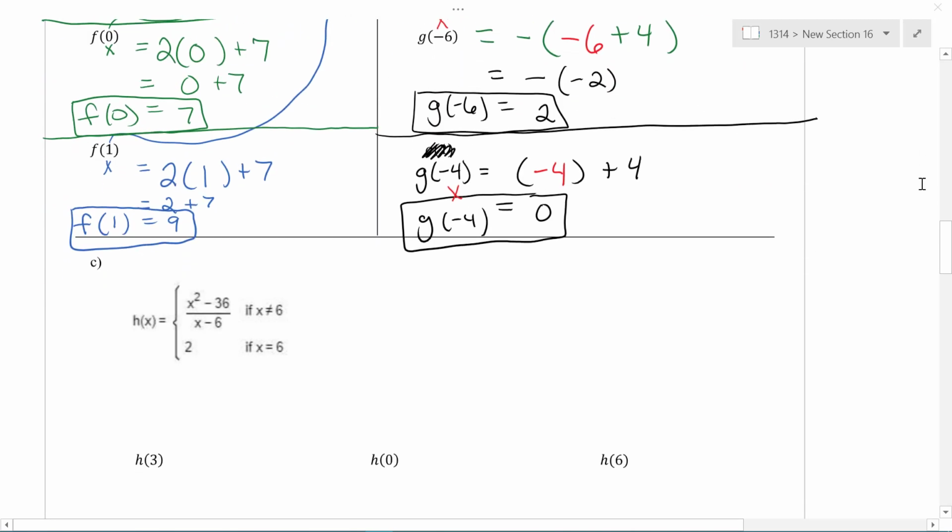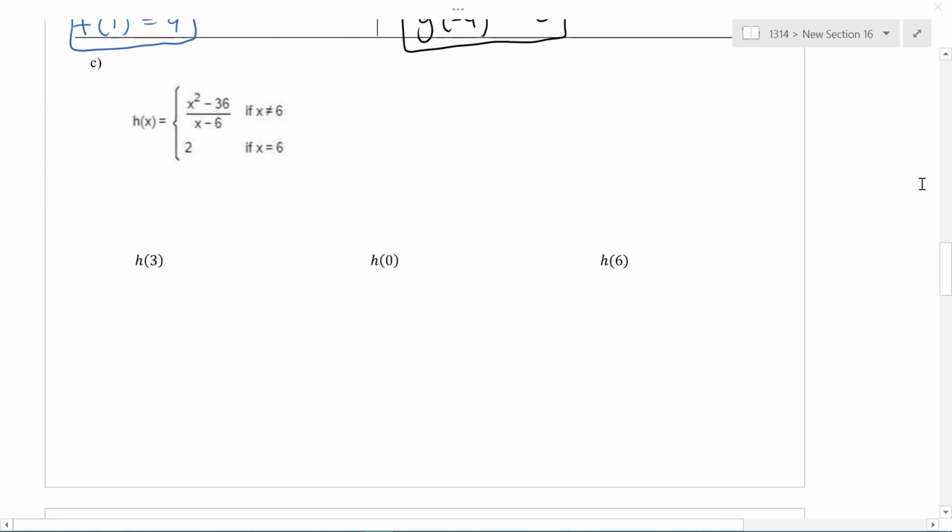Okay, let's look at example part C. Here we have function h. So we have h of x is equal to, and then here we have a function that's defined in two pieces. So the top equation is x squared minus 36 divided by x minus 6. We can only use that top equation if x is not equal to 6. So this one is a little bit different.